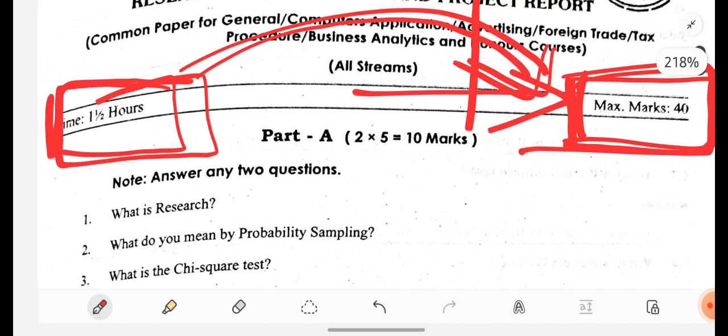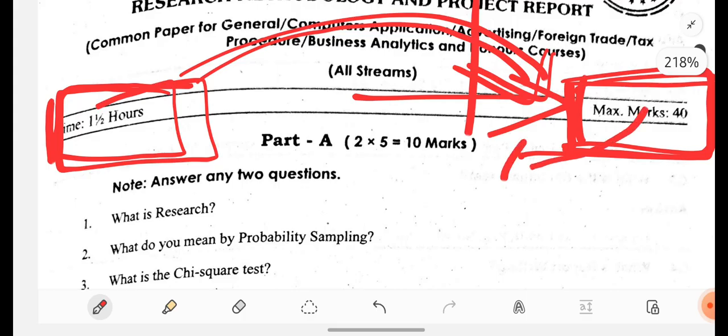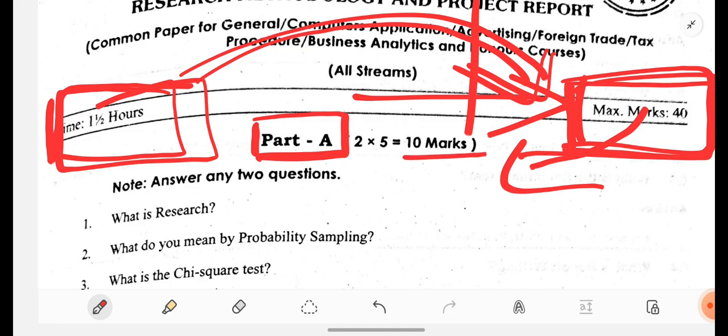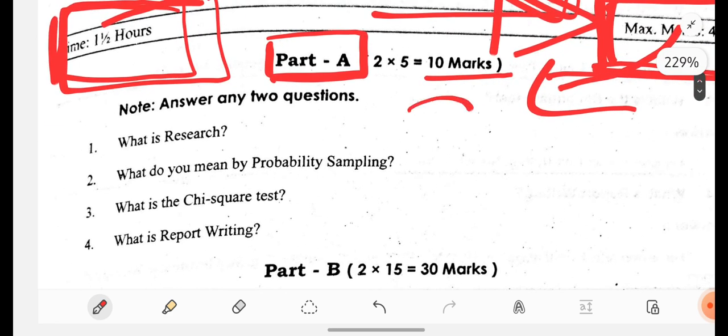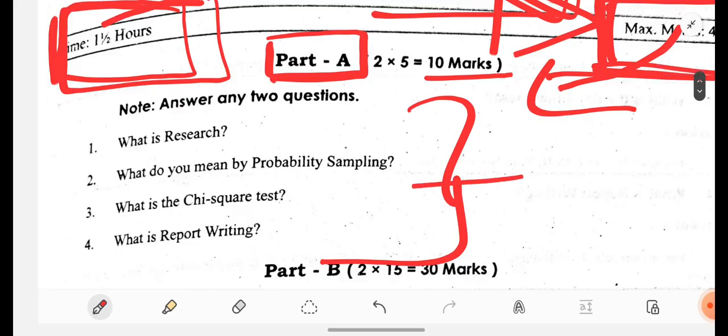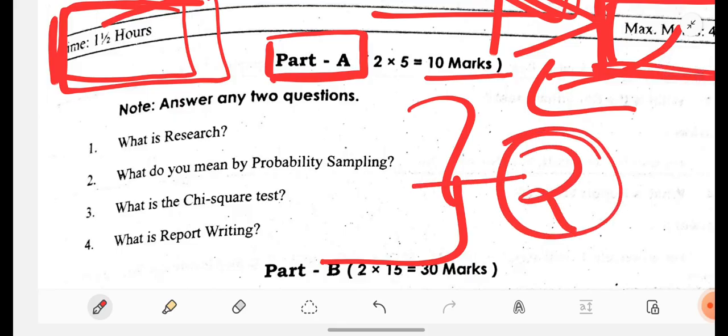Okay, so now let us go with the parts. Your 40 marks paper will be divided into two parts. One is part A and the other is part B. First let us discuss part A in detail, then we will go to part B. Part A will consist of 10 marks. Okay, here you will be given 4 questions. Out of 4 questions you need to attempt any 2 questions of your choice. Here internal choice is not there.